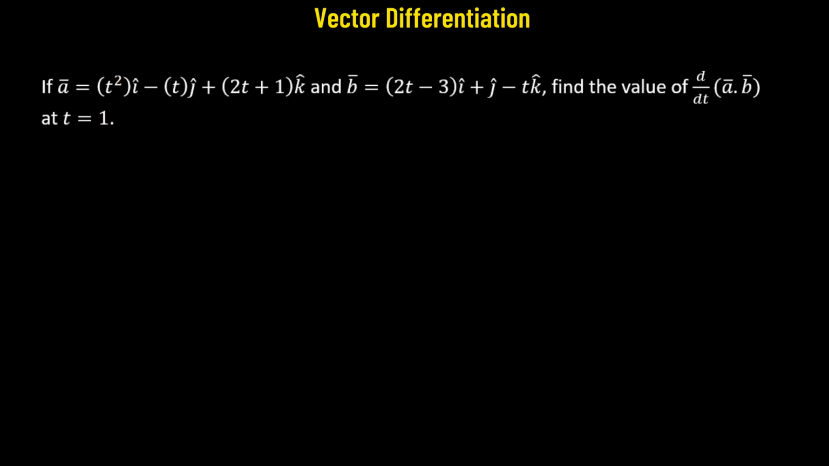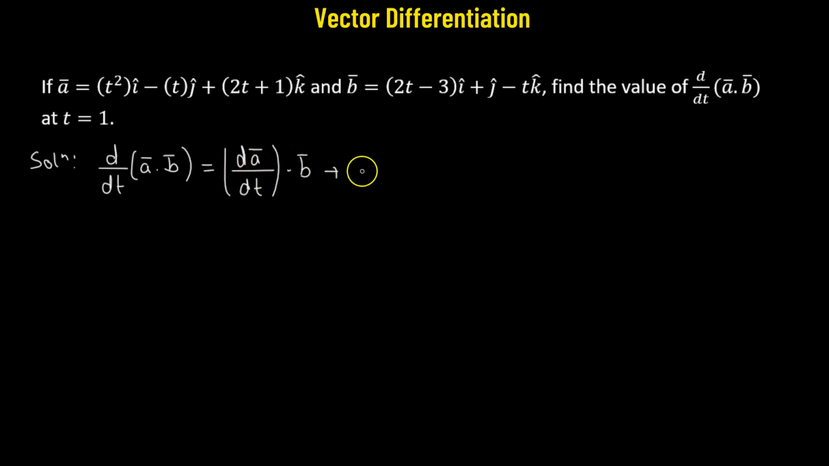So here we have two vectors, vector A and vector B, and we need to find the value of the derivative with respect to t of the dot product between vector A and B at t equals 1. So let's begin. To find the derivative with respect to t of the scalar product between vector A and B, that's the same as finding the derivative of vector A with respect to t and dotting it with vector B, plus vector A dotted with the derivative of vector B with respect to t.